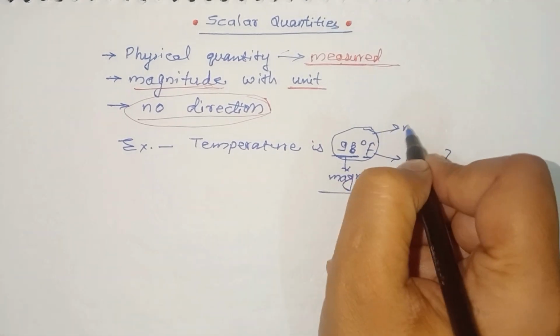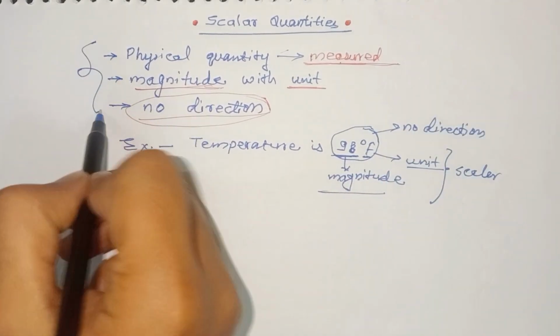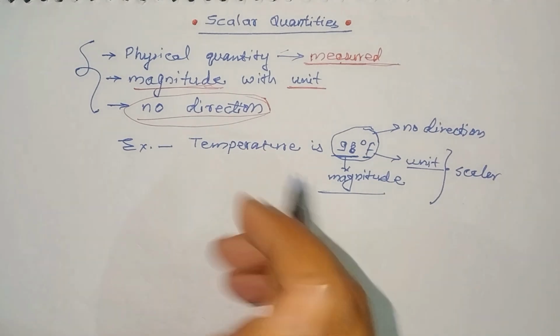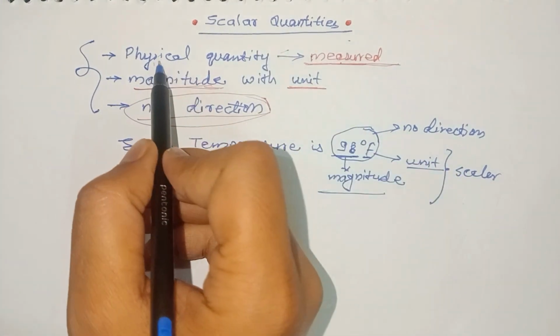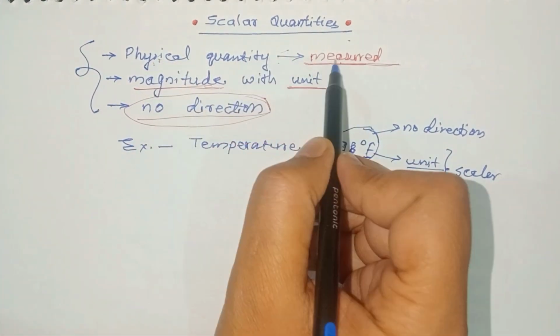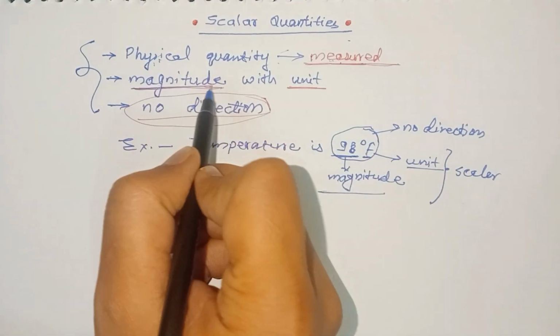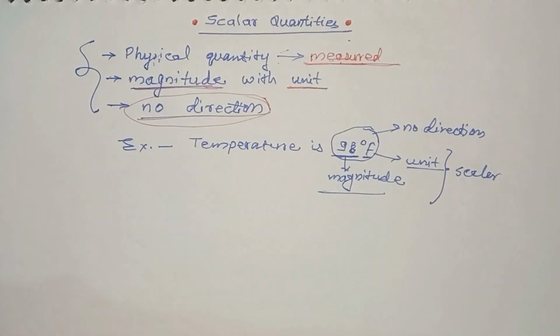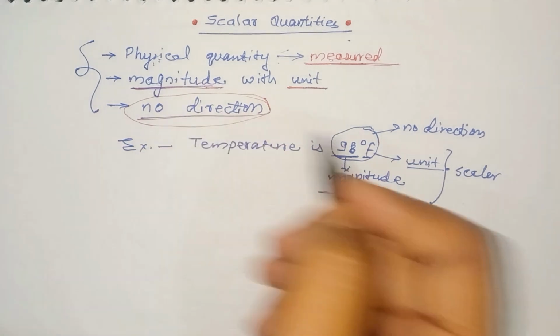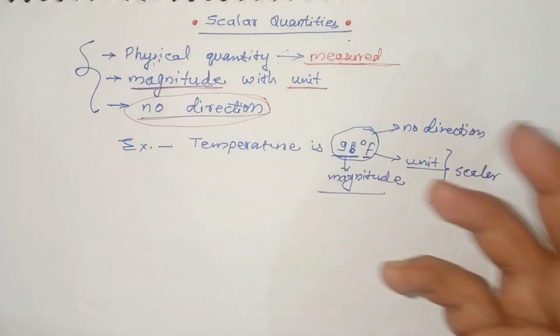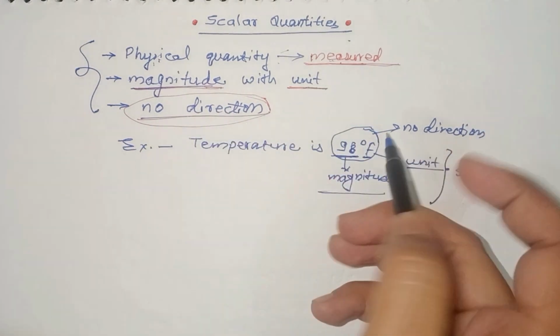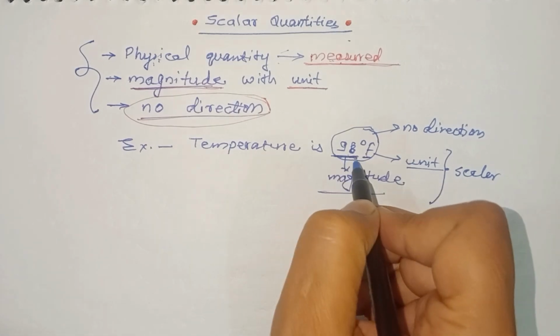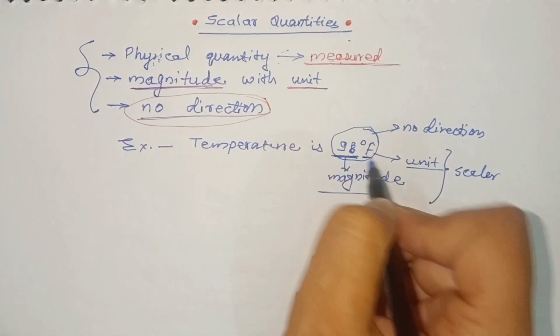This has no direction. So these three points are to be considered in the case of scalar quantities. It should be a physical quantity, which means it should be measured, and it has a magnitude with unit, and no direction. You can say that it is completely represented by a single number along with a proper unit.